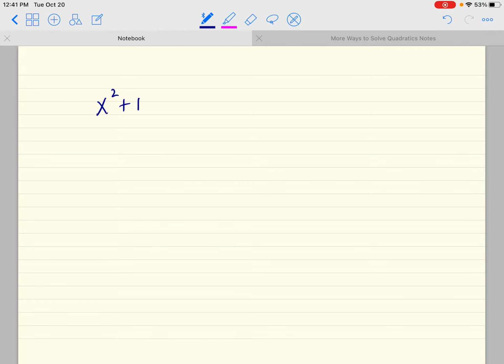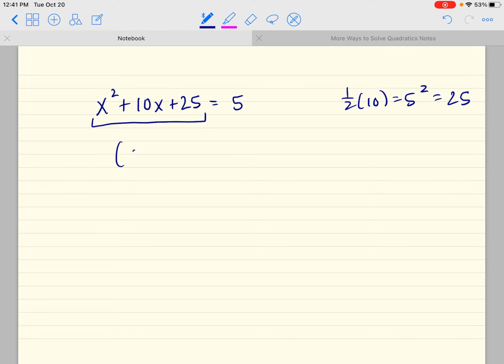Let's say it was x squared plus 10x equal to, let's put a 5 over here. If I take half of 10, I get 5. 5 squared is 25. That's the number I'm going to have to add here to make this thing factor into an x plus 5 squared. Okay, now because I added 25 here, I want to add 25 to the other side as well. So 5 and 25 makes 30 there, and now I can continue to solve using my square root method.